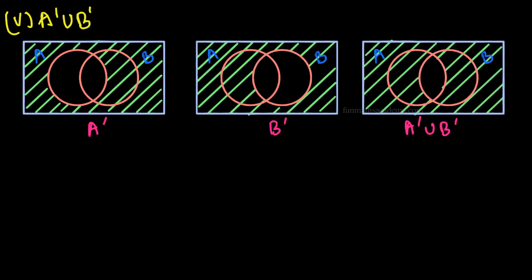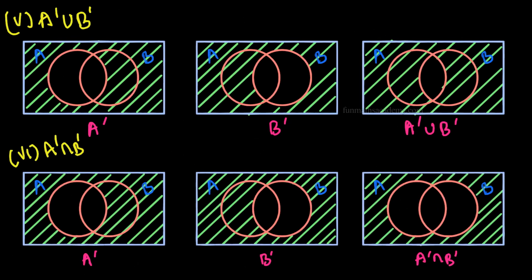In the same way, we can find A complement union B complement and A complement intersection B complement. One thing to note is that A union B the whole complement will be equal to A complement intersection B complement. And A intersection B the whole complement will be equal to A complement union B complement. These are called identities because these are true for any two sets. Why don't you check for yourselves by drawing Venn diagrams?